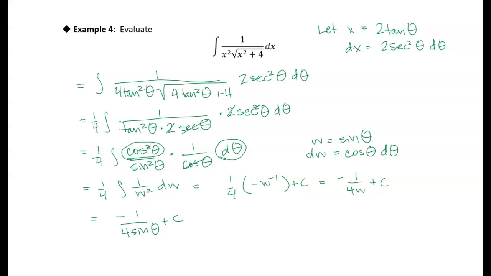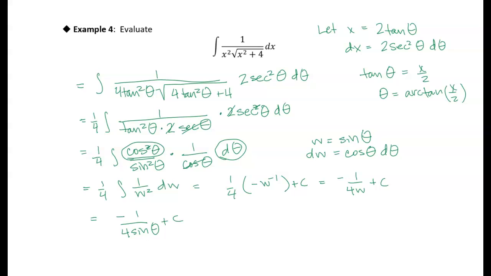The problem is that, up here, I let x equal 2 tangent theta. So tangent theta is equal to x over 2, so theta is equal to the arctangent of x over 2. But if I plug that into sine, it isn't very nice. I prefer not to write the sine of the arctangent of x over 2. I could, but that's just kind of ugly.